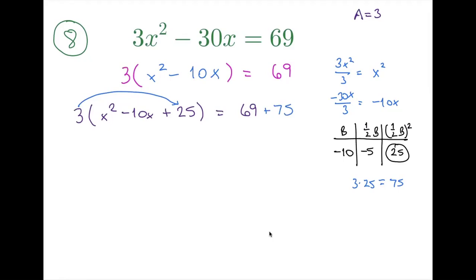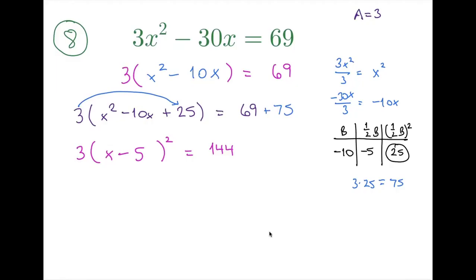All right, so now the next thing we'll do is rewrite this as a parentheses squared. So that means we're going to have 3 and then parentheses squared. Remember, it's going to be x right there. And then because the half b column says minus 5, we write minus 5. So we have 3 parentheses x minus 5 squared equals, and then we need to add 69 and 75. I believe 69 plus 75 is going to be 144. So we're going to put 144. Okay. So right now we have 3 open parentheses, x minus 5 squared, close it, and then equals 144.